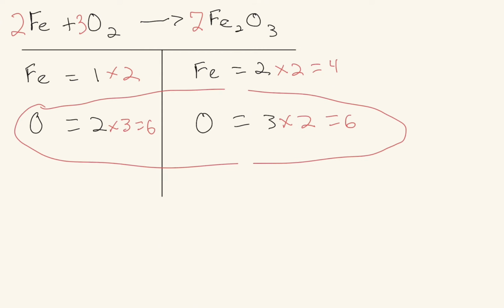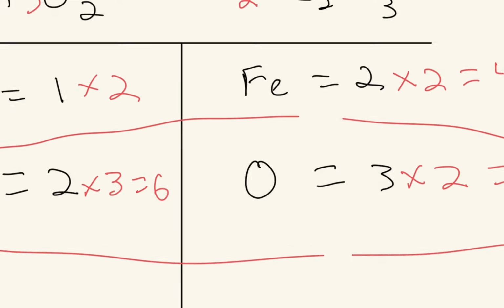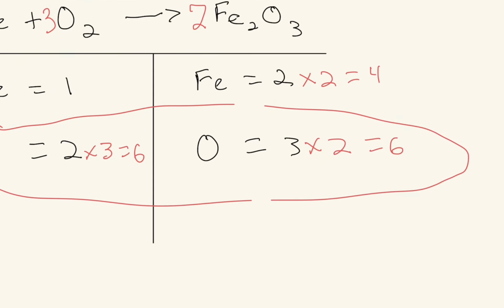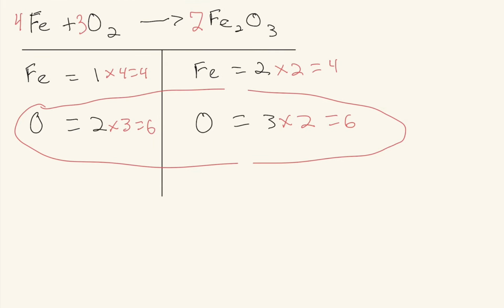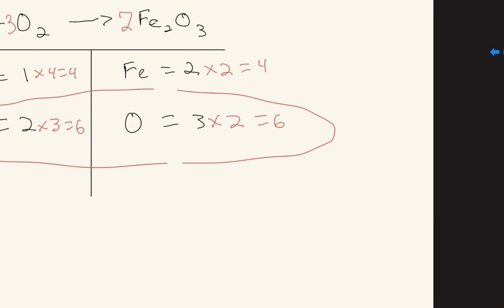But it looks like our iron is unbalanced again. So to fix this, we need to erase this 2, and we need to replace this with 4. Therefore, this would create 4 irons. So now this would be considered a balanced chemical equation. And then, now moving on to a more moderate problem. This will be a little tougher.